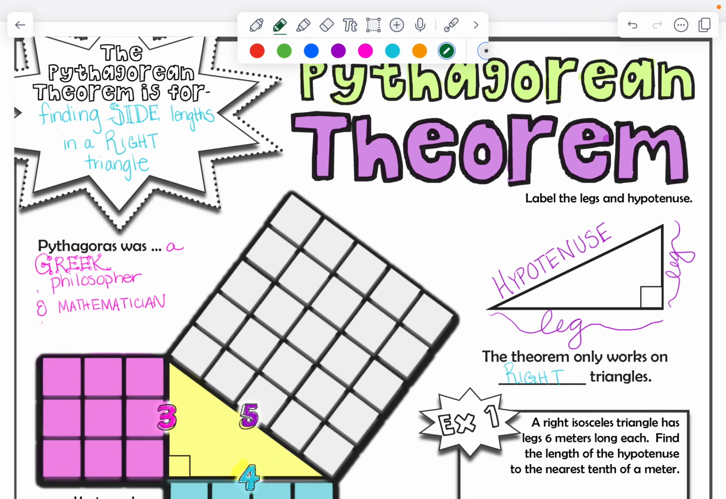Credited to be founded by Pythagoras, who was a Greek philosopher and mathematician. And again, this theorem is only going to work for right triangles.